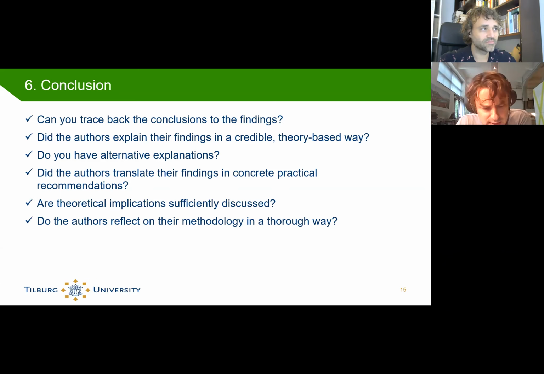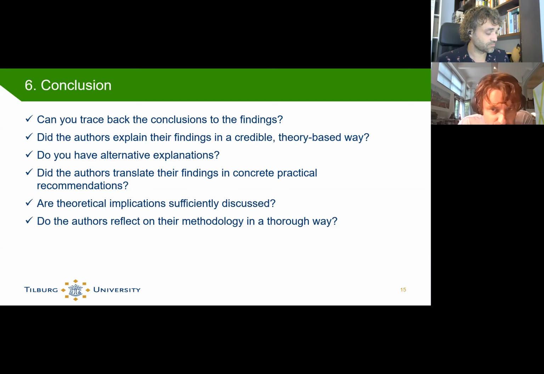Another thing that a discussion should always do is explain why the authors think they found what they found. So reflect on whether or not they did that, and whether they did that in a credible and theory-based way. And maybe you have some alternative explanations that they didn't rule out, or some other theories, some other processes that may explain what the authors found.